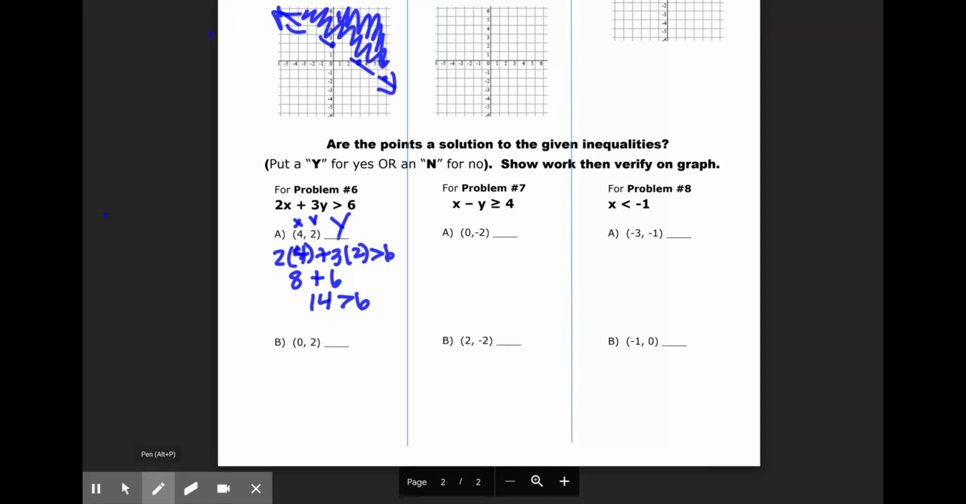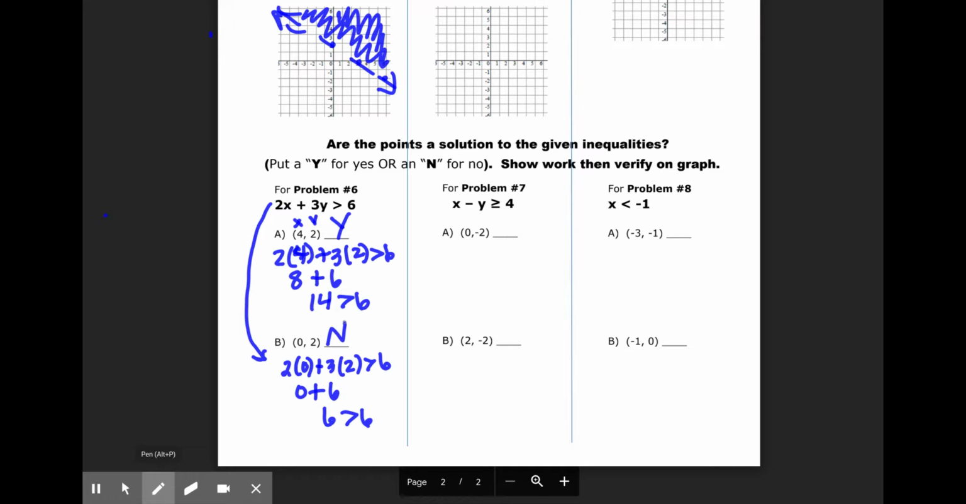All right, so we're going to use the same equation, and we're going to put a 0 in place of x and a 2 in place of y and see if that is greater than 6. So 2 times 0 is 0. 0 plus 3 times 2 is 6. So 0 plus 6. Is 6 greater than 6? No, it's equal to, but there's not an equal sign.